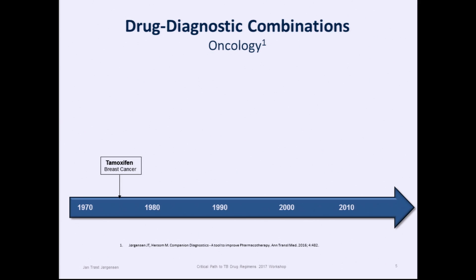But in the 70s, there was a UK pharmaceutical company. The name was ICI Pharma. Today it's AstraZeneca. They developed the first selective estrogen receptor modulator, and that was tamoxifen. That was a drug that partly blocked the estrogen receptor.